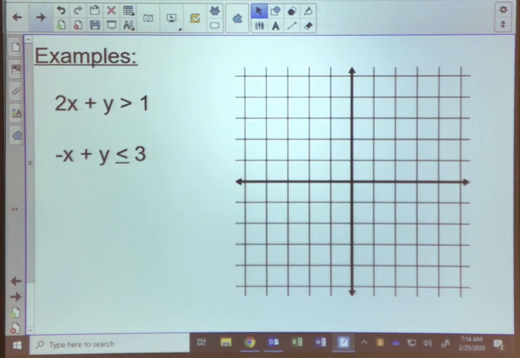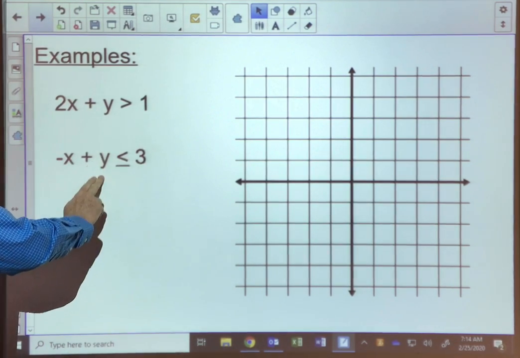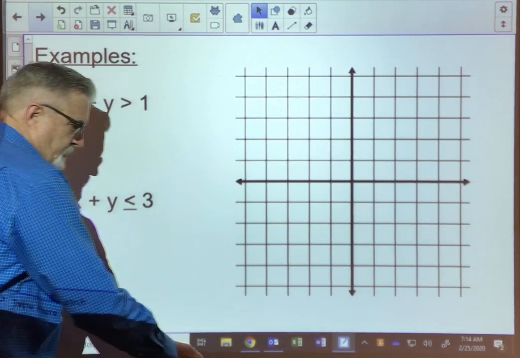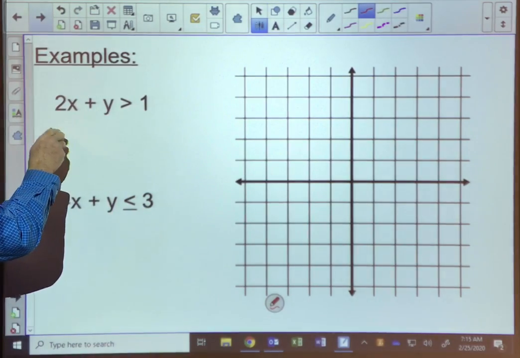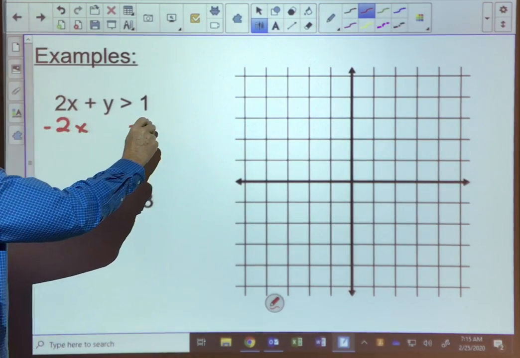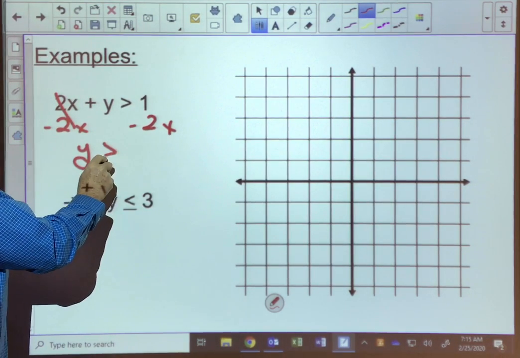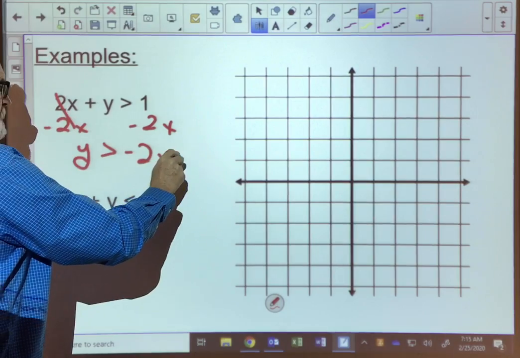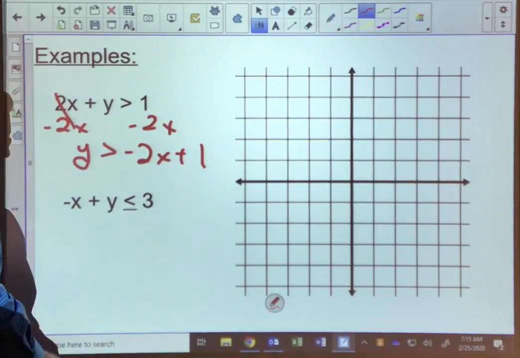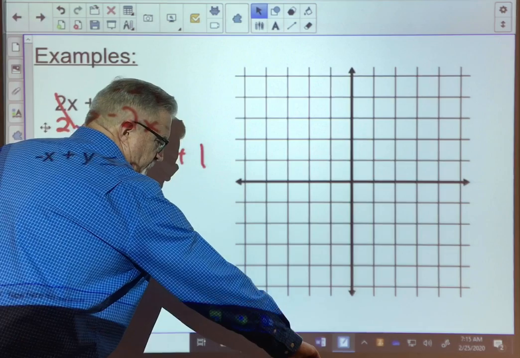Here's our first example. We've got 2x plus y is greater than 1, and negative x plus y is less than or equal to 3. Now, neither of these are already in slope-intercept form, so let's go ahead and put them in slope-intercept form. On this one, if we subtract 2x from both sides, the result is y is greater than negative 2x plus 1. We've got that one in slope-intercept form.